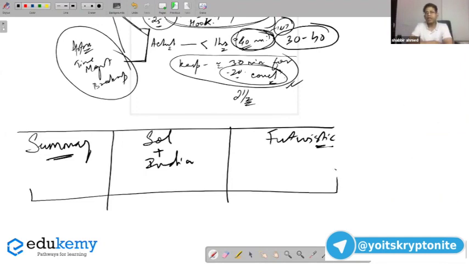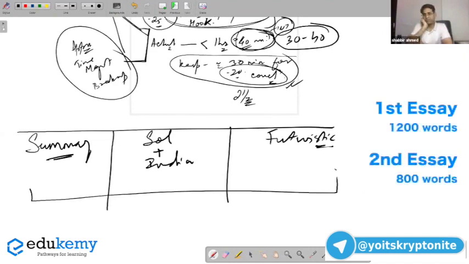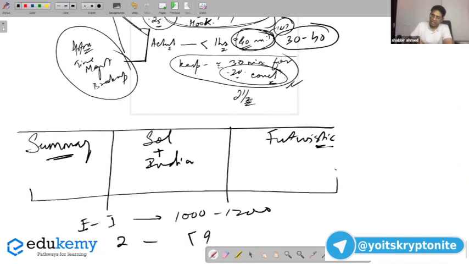That is why one essay of yours will become 1000-1200 words. The second essay generally you cannot write more than 800 or 900 words. So your essay number 1 is approximately 1000 to 1200 words. Essay number 2 is generally less than 900 words. The second essay generally gets squeezed.